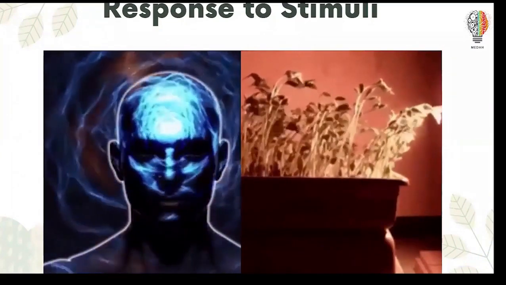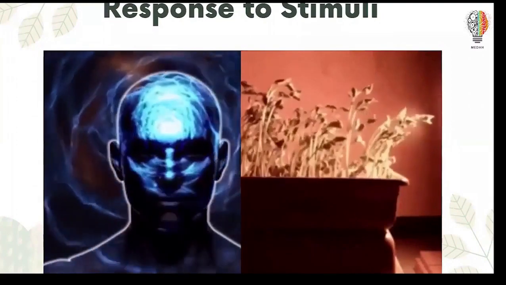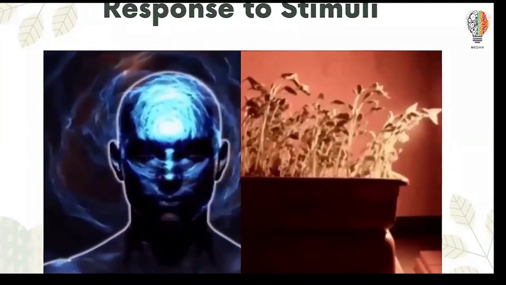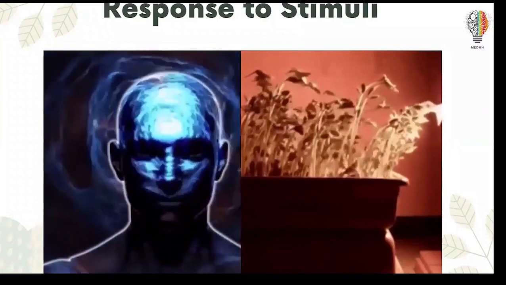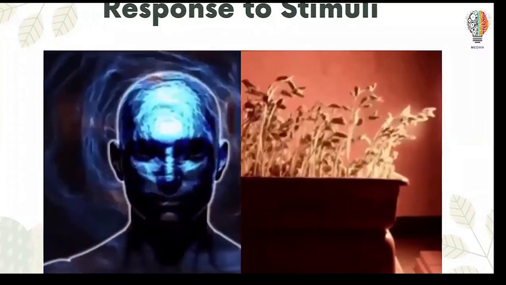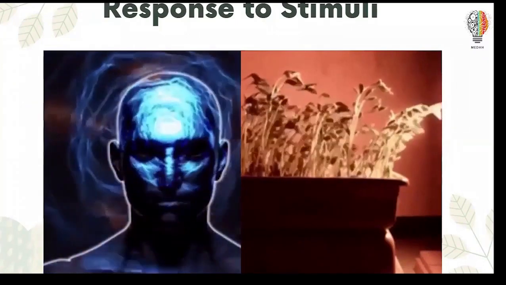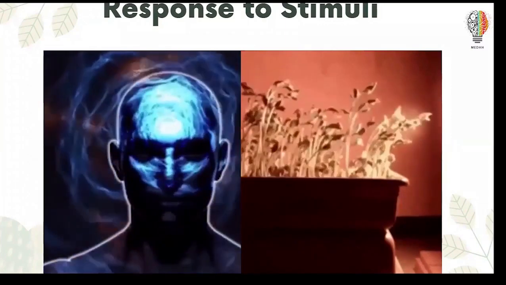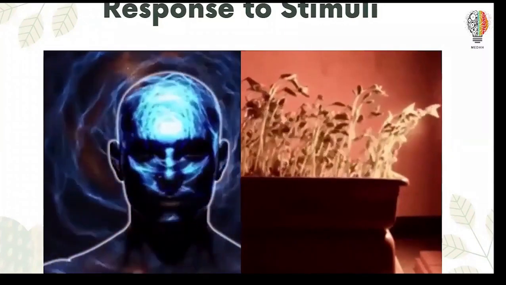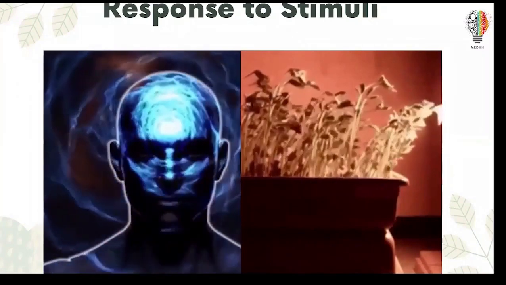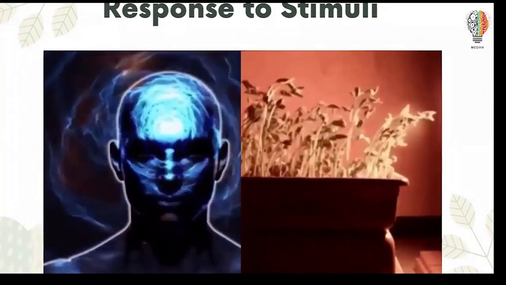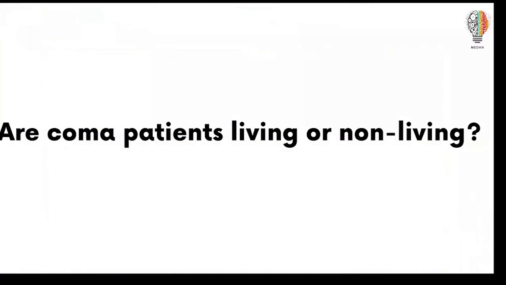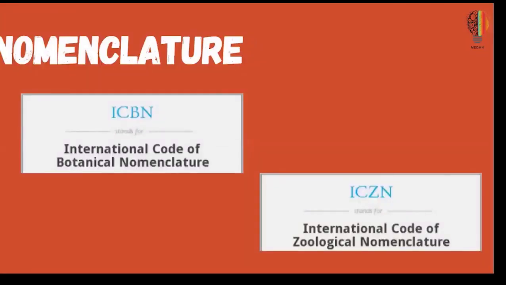And the image on the left is representing self-consciousness. This is a consciousness that human beings possess, where human beings are aware of themselves. Under response to stimuli, we discussed consciousness, where human beings are one of them. Human beings are the organisms who have self-consciousness. Okay. So we answered this question, and we also gave justification for why coma patients can be considered living or non-living. So we get into the next topic, that is nomenclature.